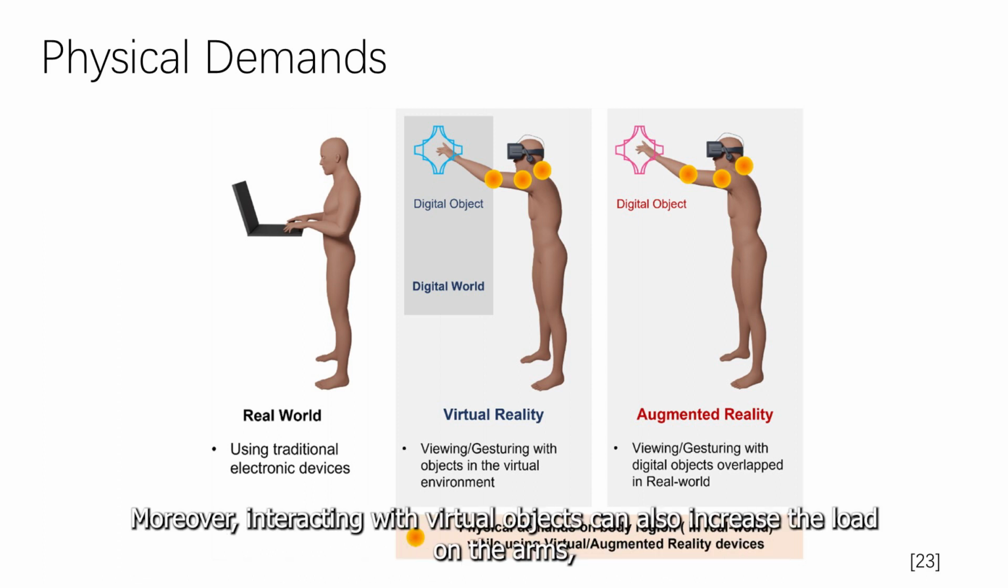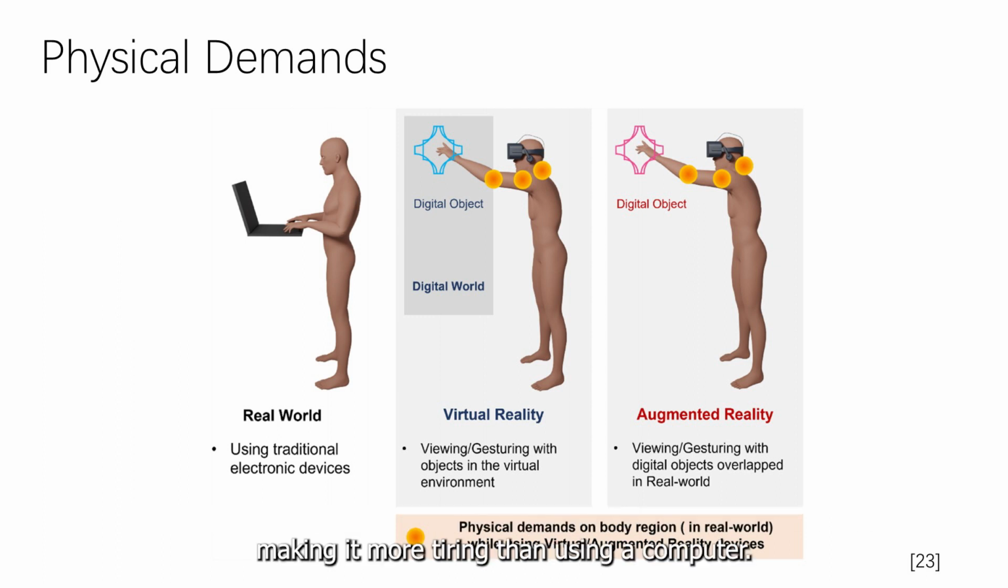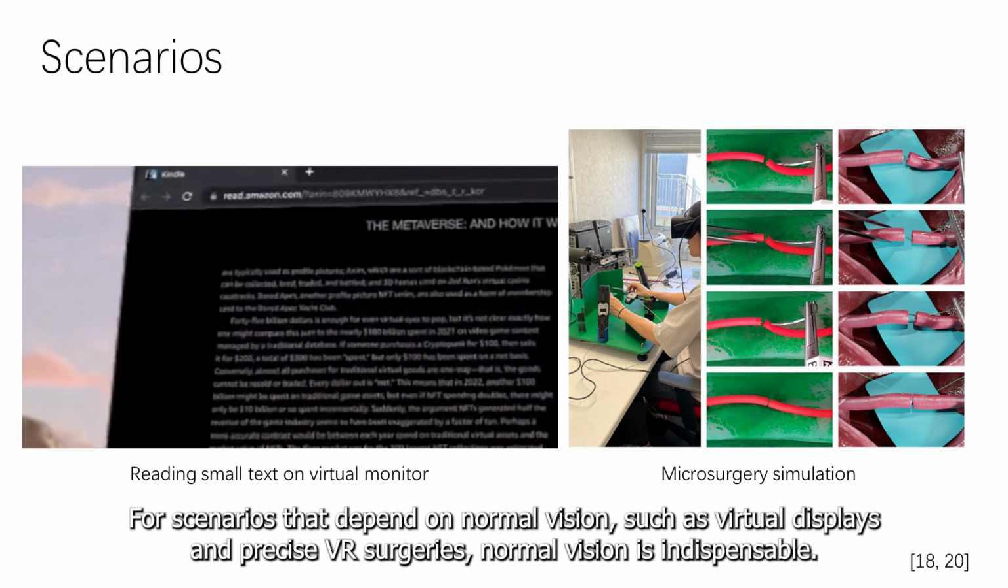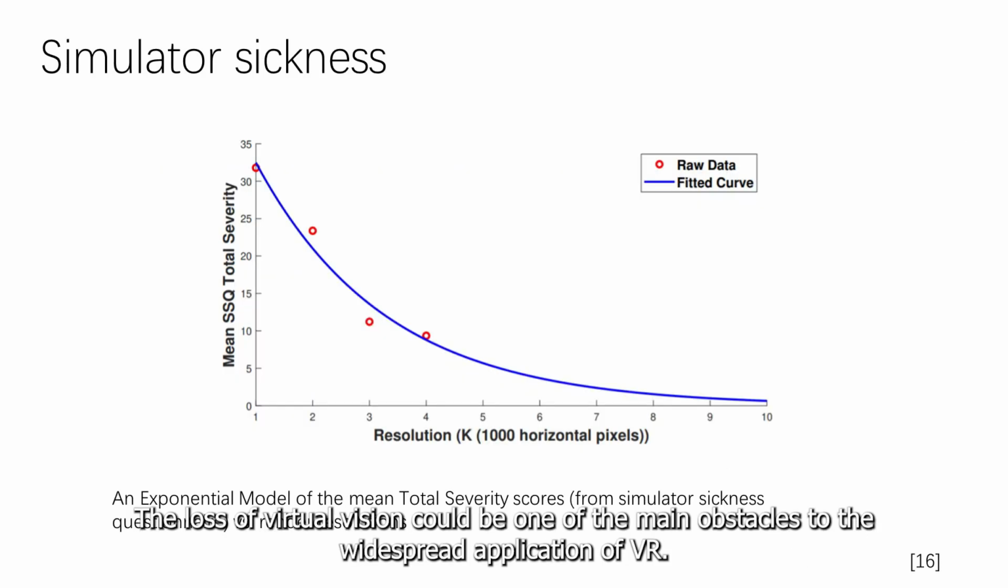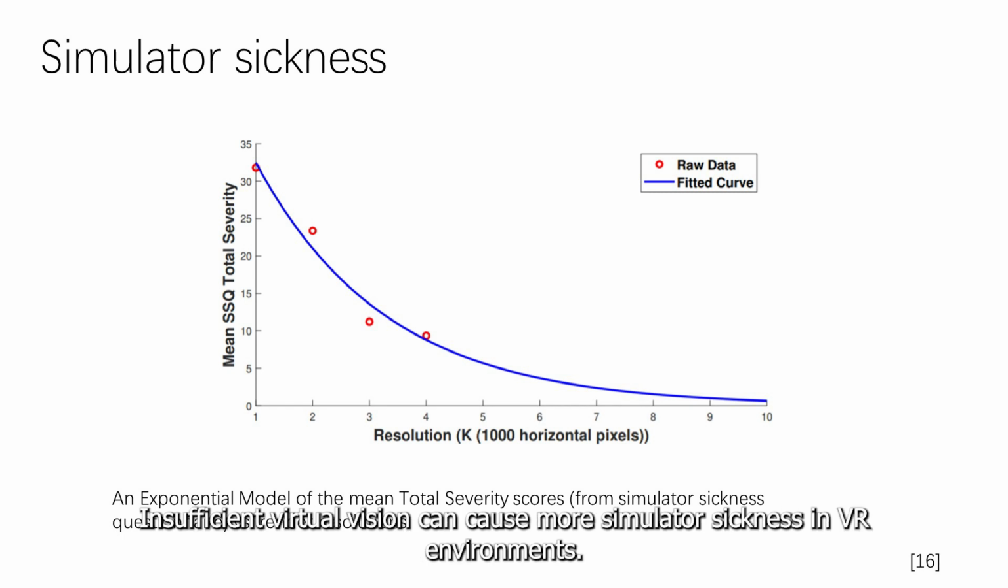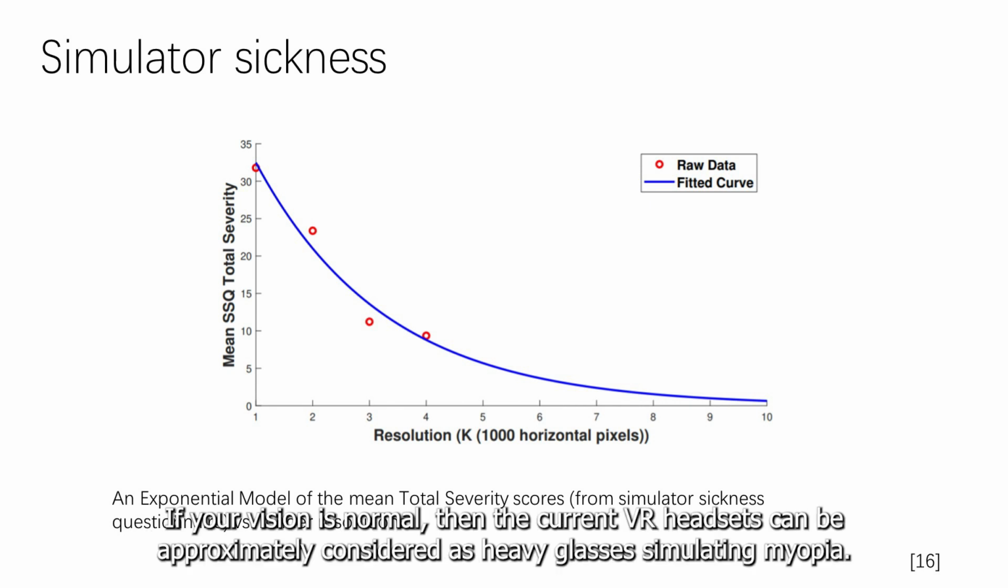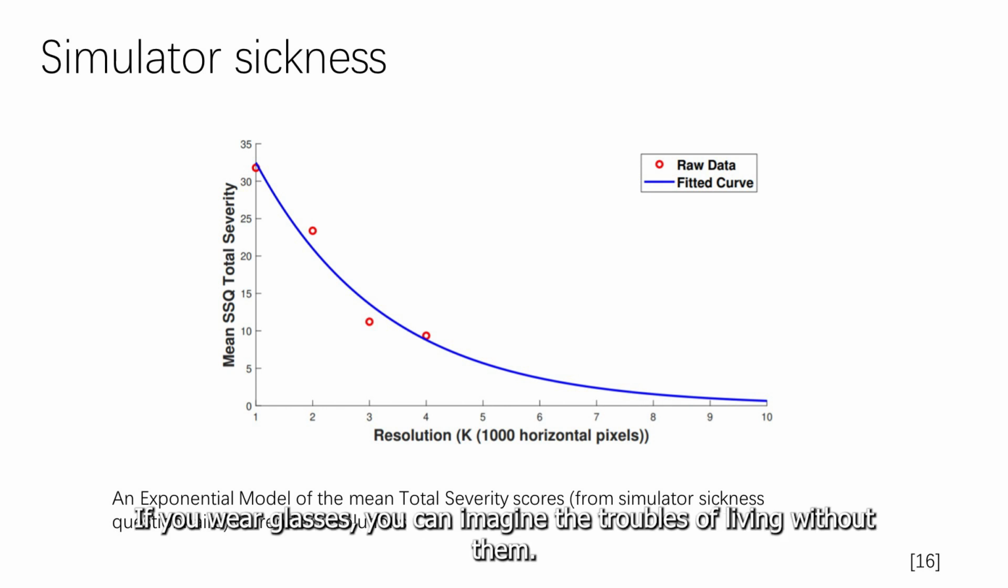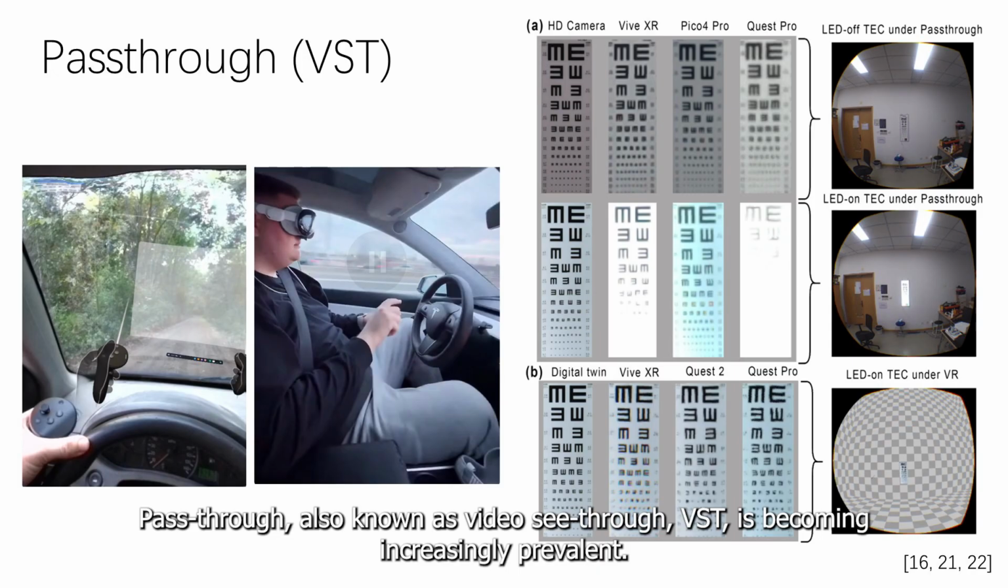Moreover, interacting with virtual objects can also increase the load on the arms, making it more tiring than using a computer. For scenarios that depend on normal vision, such as virtual displays and precise VR surgeries, normal vision is indispensable. The loss of virtual vision could be one of the main obstacles to the widespread application of VR. Insufficient virtual vision can cause more simulator sickness in VR environments. If your vision is normal, then the current VR headsets can be approximately considered as heavy glasses simulating myopia. If you wear glasses, you can imagine the troubles of living without them.